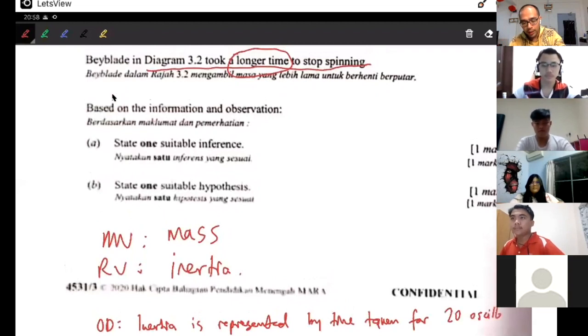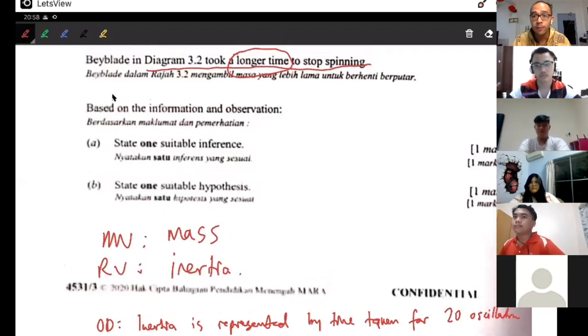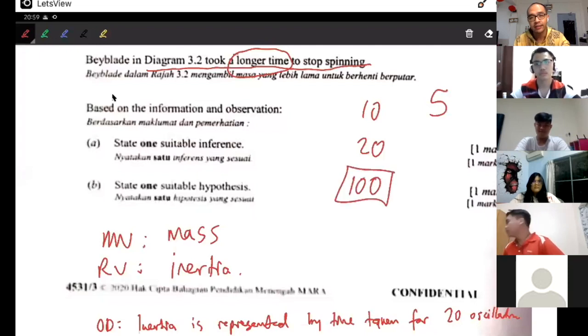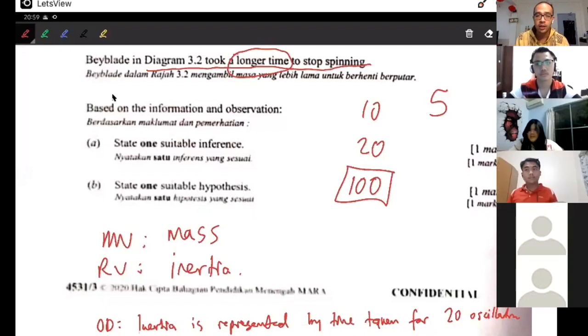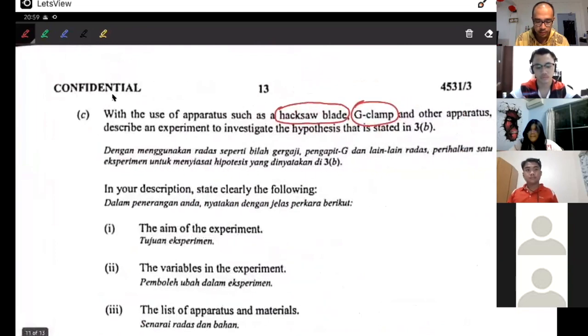20 oscillations, so 1, 2, 3, 4, 5. But you can use 10 also. 10 and 20 is realistic. 5 is a little bit too little. 100 oscillations is a little bit extra, there's no time to wait for 100 oscillations. So usually we use 10, 20 or 30. I will show you the experiment in a little while. Actually, I thought the marking scheme for MRSM didn't exist, but then Tristan told me there is one. So I will probably share this a little bit later.